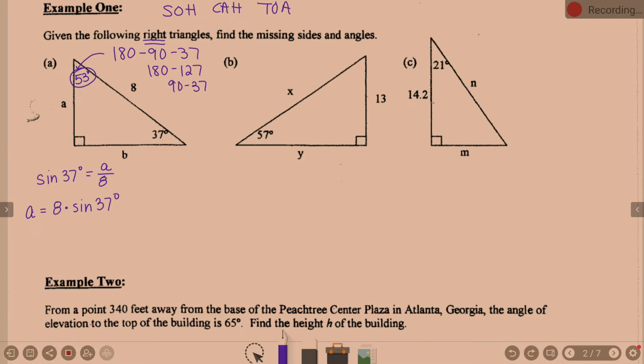And do you know the sine of 37 degrees off the top of your head? Is that one that's in our chart? No, we've got 30, 45, and 60 in our chart. So what are we doing here? We are using our calculator. And you're going to do a basic 8, you can hit times or not, sine of 37 degrees. Does your answer match my answer?